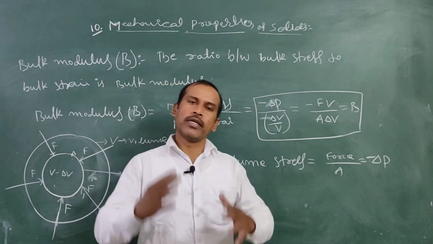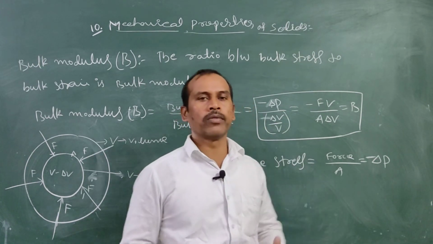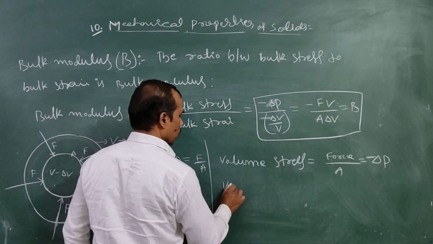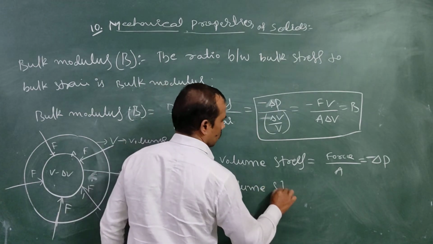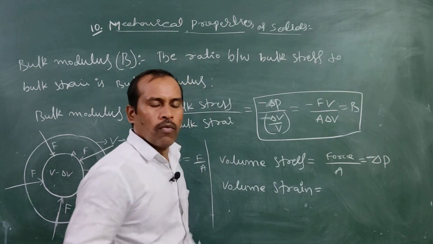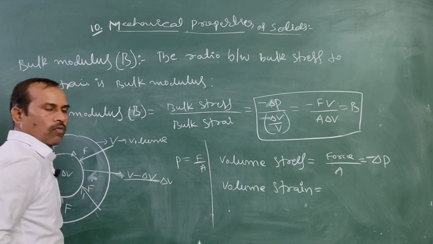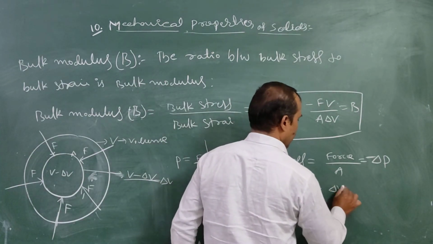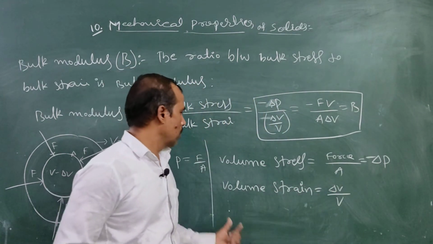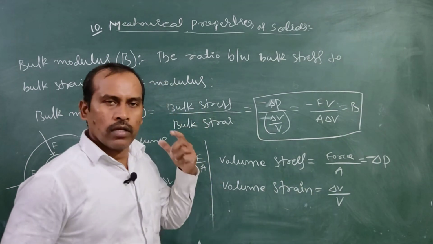Now if the pressure increases, the volume decreases. That is, if you increase the pressure, the volume decreases. Now volume stress, volume strain: volume strain is equal to change in volume by original volume, that is delta V by V. The ratio between change in volume and original volume is called volume strain.